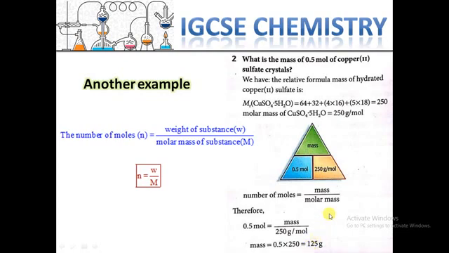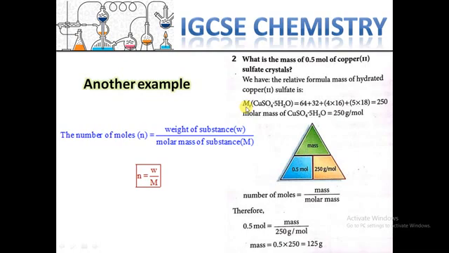Another example, I'm following your book here. Another example from your book. What is the mass of 0.5 mole of copper 2 sulfate crystals? So we have mass here. No, this is a number of moles. Okay, we got a number of moles here. We are looking for mass. Okay, this one, weight of substance W.